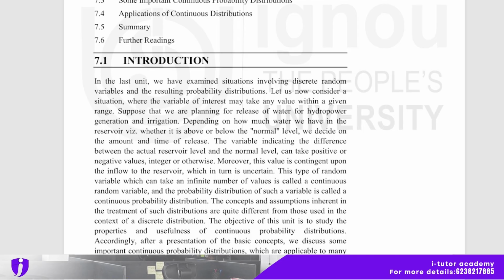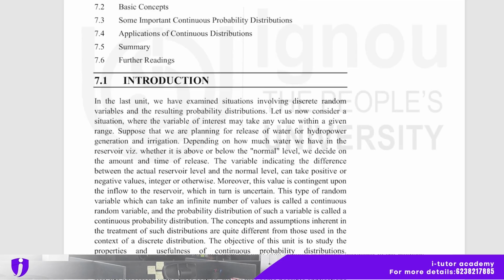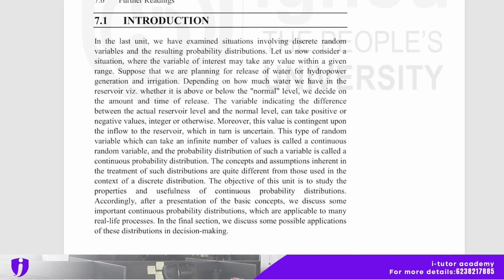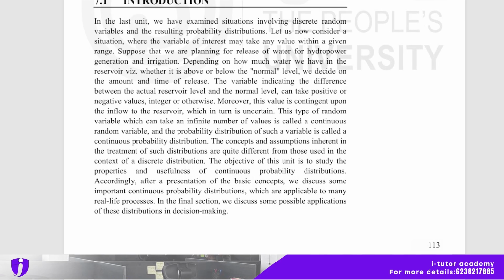Let us now consider a situation where the variable of interest may be any value within a given range. Suppose that we are planning for release of water for hydropower generation and irrigation. Depending on how much water we have in the reservoir, whether it is above or below the normal level, we decide on the amount and time of release. The variable indicating the difference between the actual reservoir level and the normal level can take positive or negative values, integer or otherwise. Moreover, this value is contingent upon the inflow to the reservoir, which in turn is uncertain.